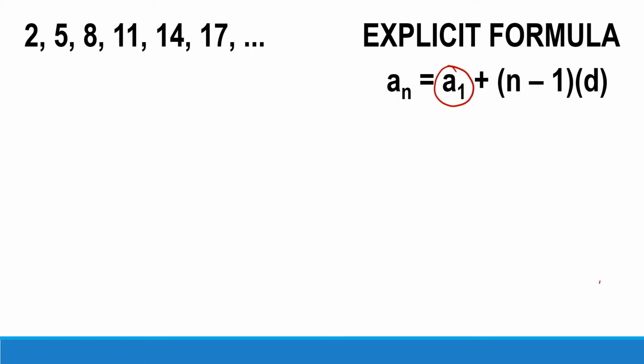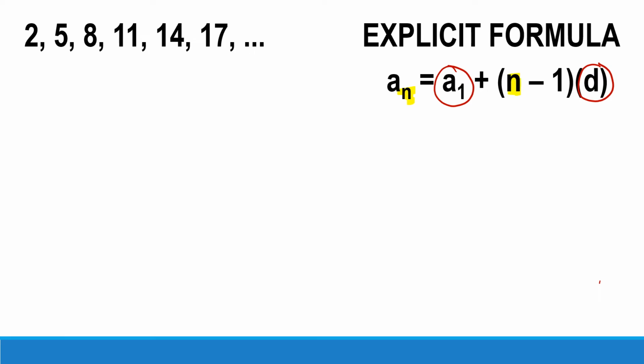Going back to our original arithmetic sequence of 2, 5, 8, 11, let's write its explicit formula. The explicit formula for an arithmetic sequence is a sub n equals a sub 1 plus the quantity n minus 1, which is then multiplied by d. We fill in the first term where a sub 1 is. We fill in the common difference where d is. But what we do not do is fill in the n in the formula.